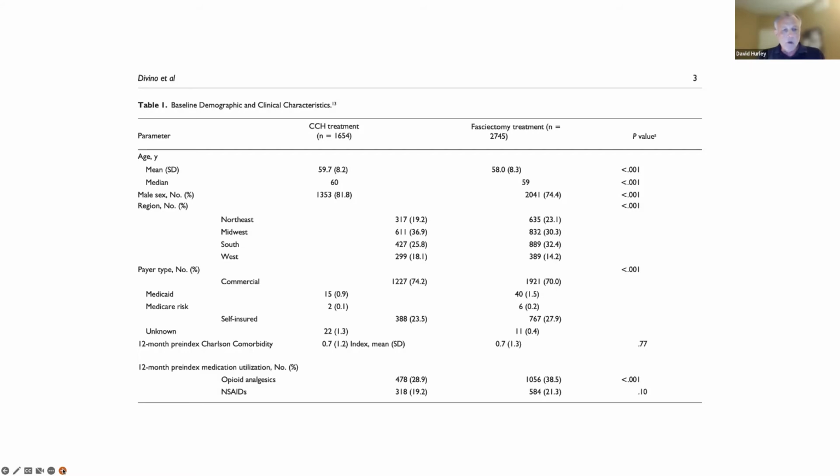And also in the 12-month pre-index medication utilization for opioid analgesics. So 28.9% of the CCH group had received opioid analgesics in the pre-index period, that is prior to their treatment, and there were 38.5% in the fasciectomy group, and those were statistically significantly different. Next slide, please.